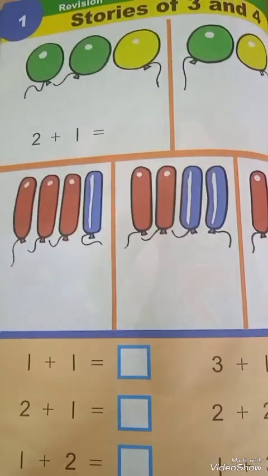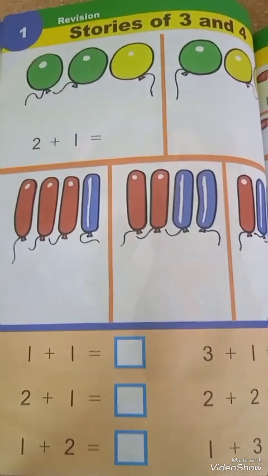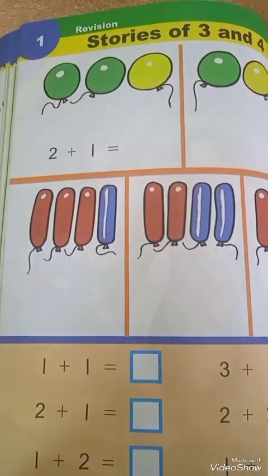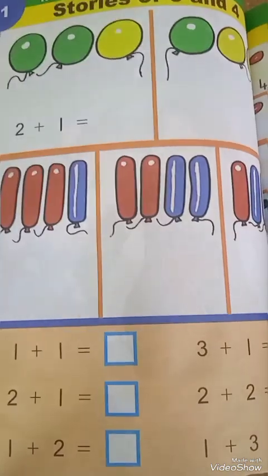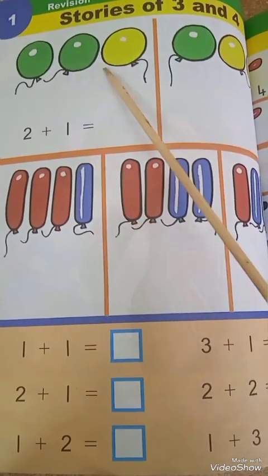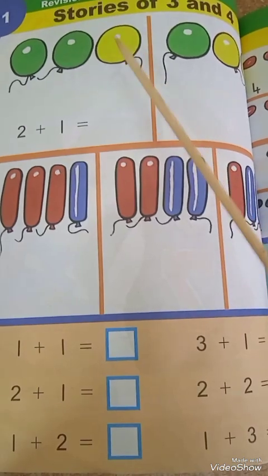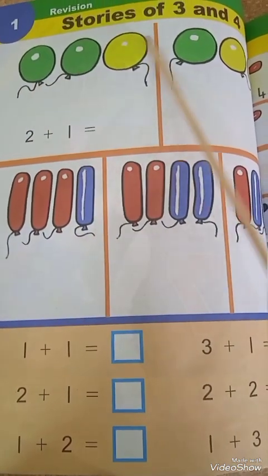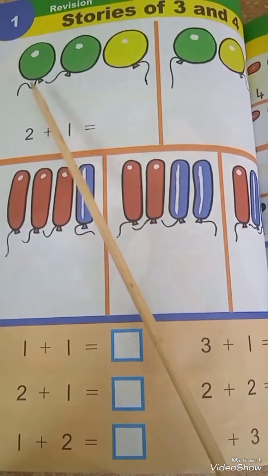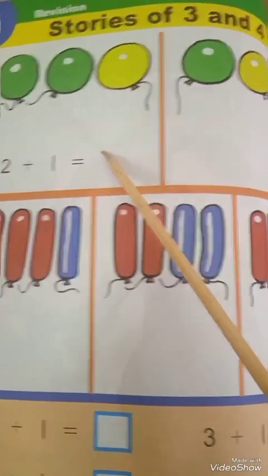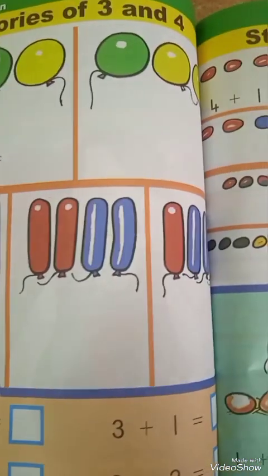Okay kids, now we have to solve this worksheet. It's book number 7 and page number 1. And we are going to add objects. So here we have two green balloons and one yellow. So now we are going to count them all together. Count with me. 1, 2 and 3. So we will write number 3 here.